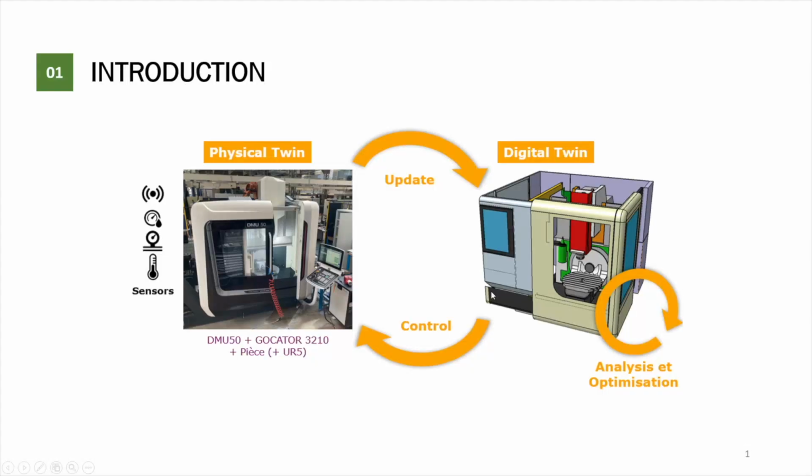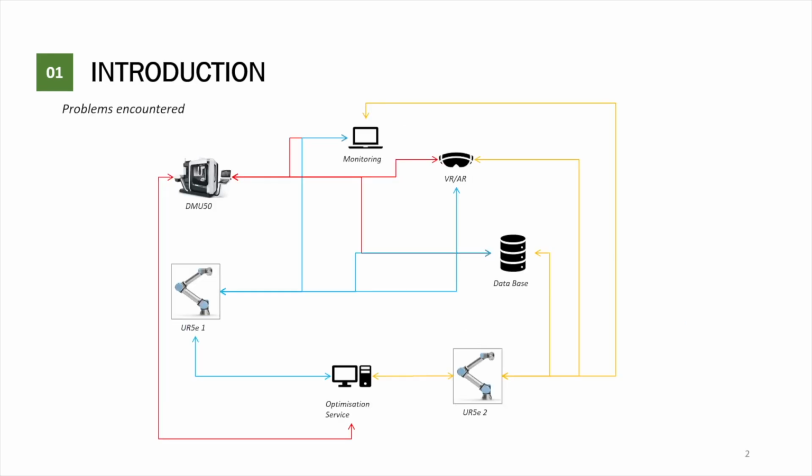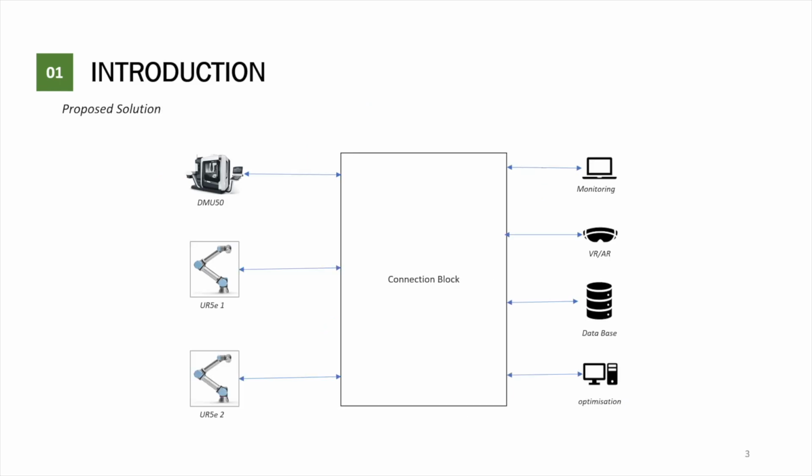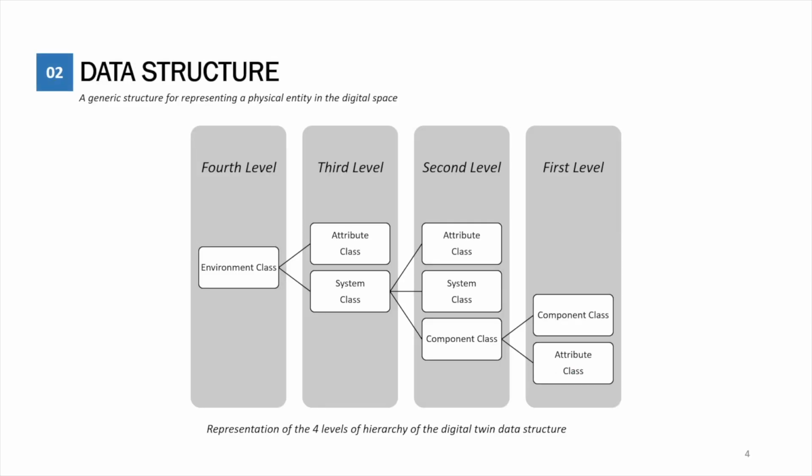The goal of the digital twin is to have a high fidelity replicate of a physical entity to enable two-way communication between them. As the system grows complex, one needs multiple connections to achieve this goal. To remedy this, we propose a data structure to serve as a central building block for building digital twins. The proposed data structure is hierarchical and consists of four levels: the environment, system, components, and attribute level.